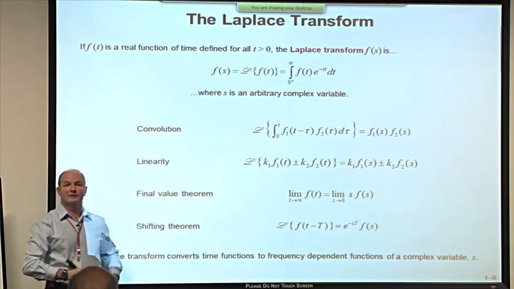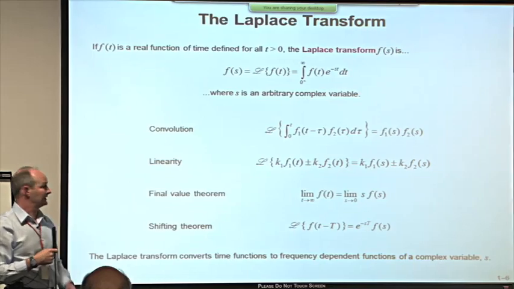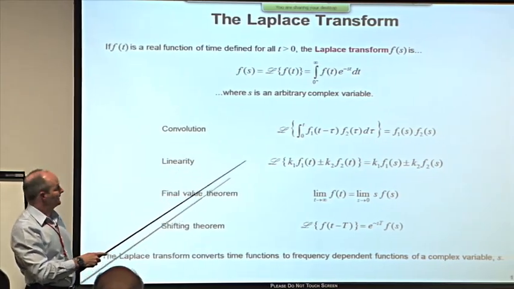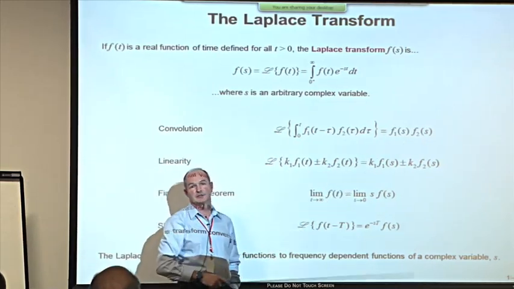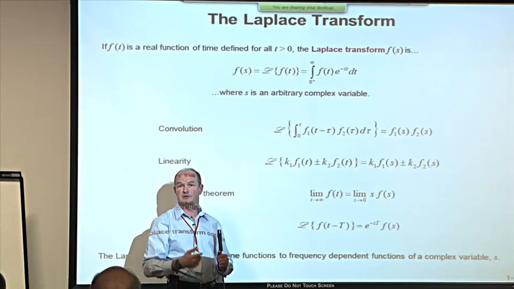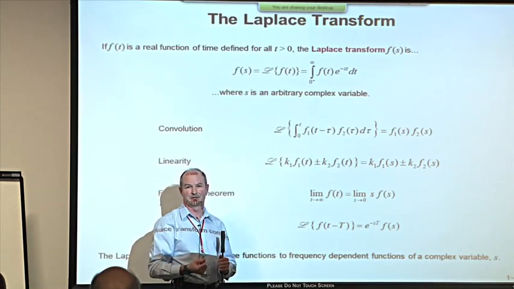Now, this transform has 4 important properties, many more than 4, but 4 that we're going to need today. The first is that it has a property called the convolution property. It replaces that convolution integral with a straightforward multiplication. So if we can take the Laplace transforms of the things we're interested in finding out about, all we've got to do is multiply them together.